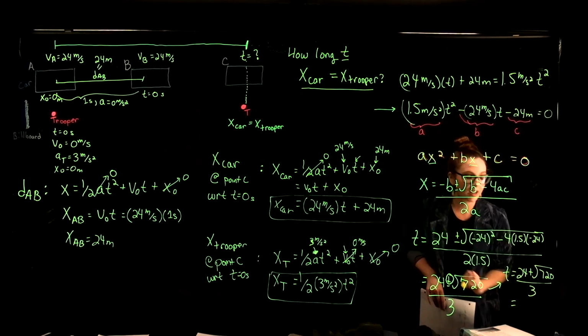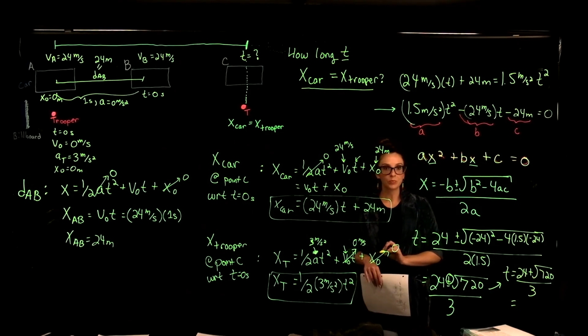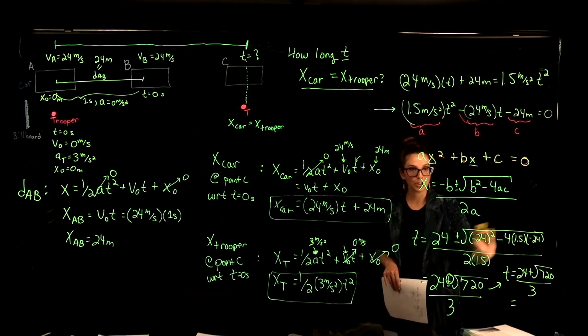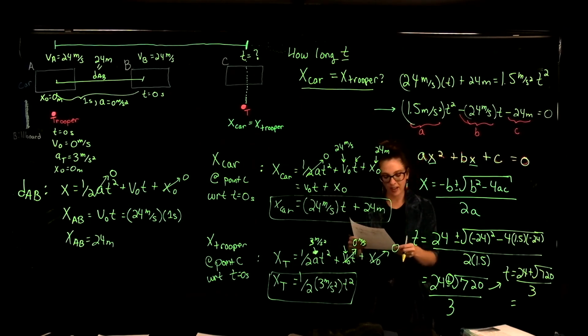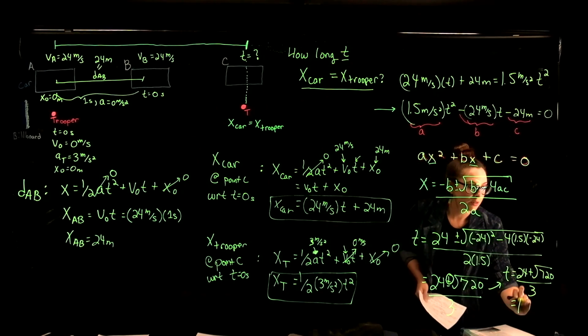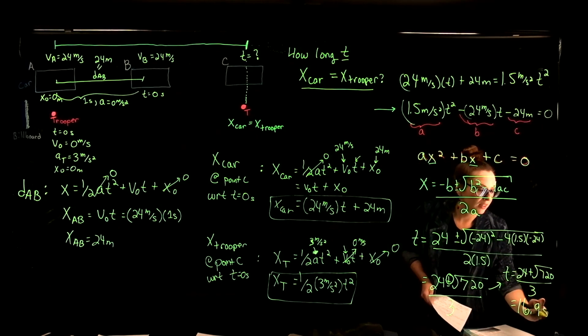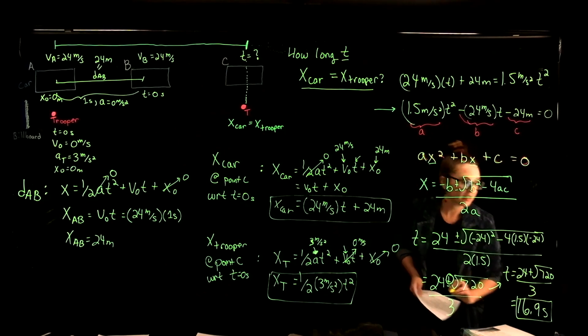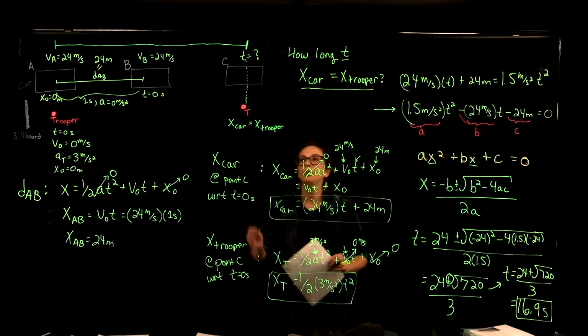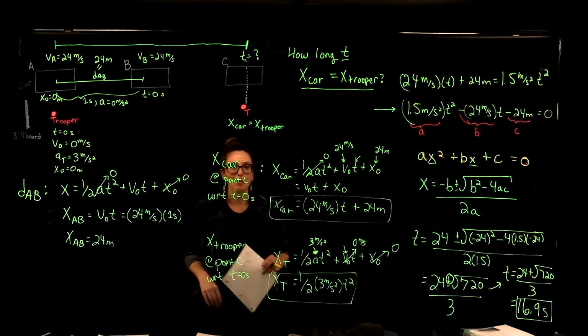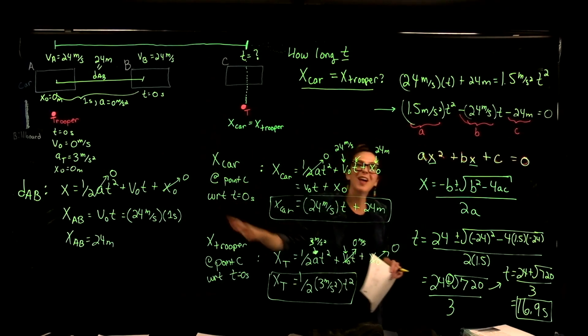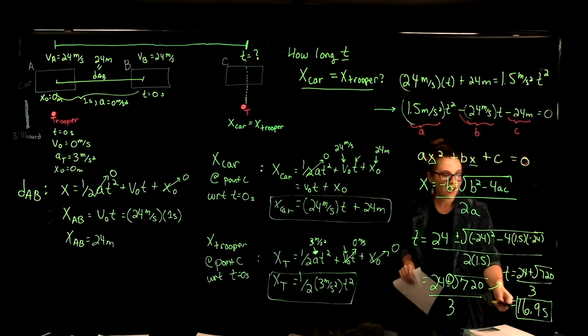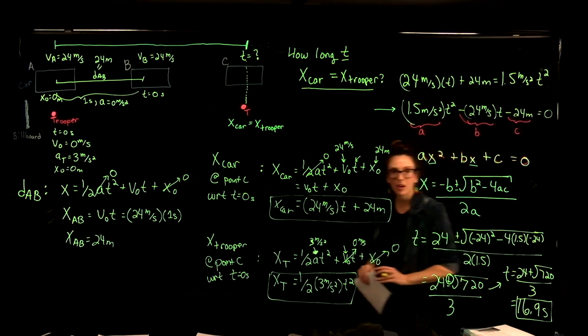So we want to take the positive quantity of this expression here. And when we do that, we find that t is equal to 16.9 seconds. So it takes 16.9 seconds for our trooper to catch up with the car. All of that work in order to get us this number right here.